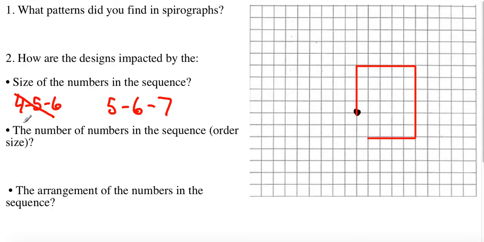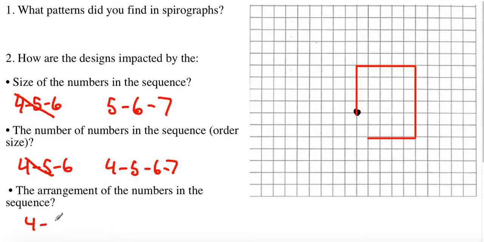Right here, this is probably the question you guys were wondering most about, the numbers of numbers in the sequence. So remember, we had a 4, 5, 6 sequence. Now, instead of that, they're wondering, well, what happens if you have a 4, 5, 6, 7 sequence? So instead of having an order 3 sequence, we have an order 4, or even an order 5. We want to know, do we still see the same patterns from our original sequence? And the arrangement of the numbers in the sequence.